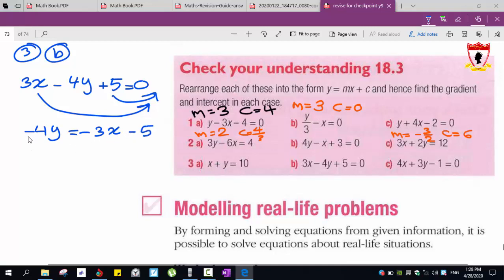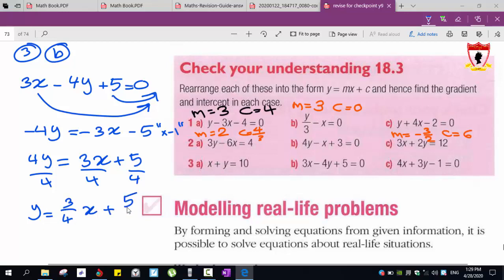Now how can we remove this negative? Whenever you need to remove a negative, simply multiply everything by negative 1, because negative times negative is positive. Then negative 4y times negative 1 will be positive 4y equals positive 3x, because negative times negative 1 will be positive, plus 5. Now how can we remove this 4? Divide everything by 4. Then 4 divided by 4 is 1. What's remaining here is only y equals 3 over 4 x plus 5 over 4. Then for question 3 part B, the gradient is 3 over 4 and the intercept is 5 over 4. Question 3 part C.